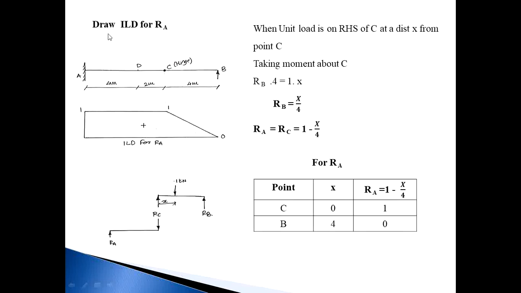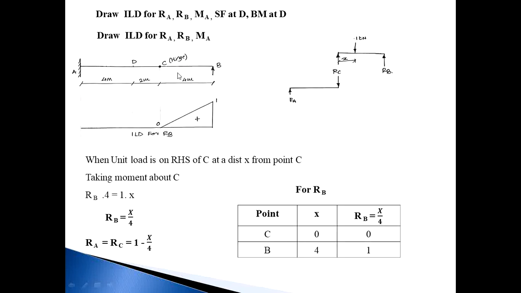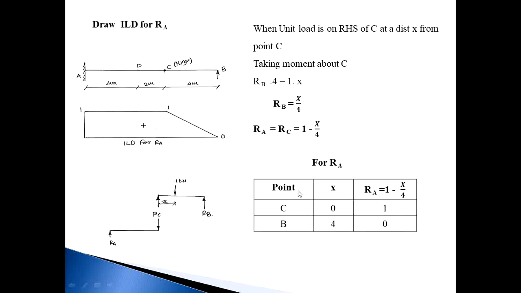Then next, draw ILD for RA. Similarly, with the same concept, when the unit load is acting on the right-hand side of C at a distance of X from point C, this is the RB value, and the RC value is 1 minus RB, and that RC value is equal to the RA value. So 0 to 1 is the same as per RB. Then next, put X equal to 0.